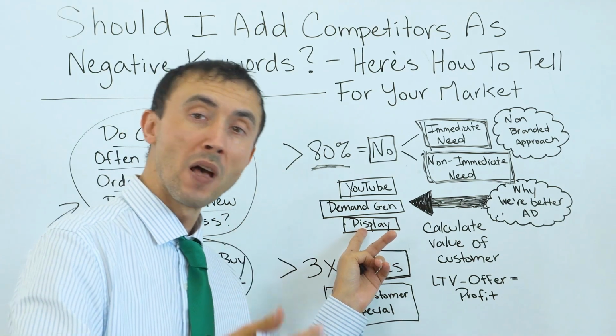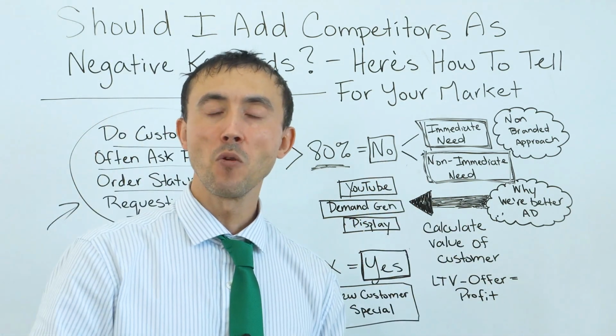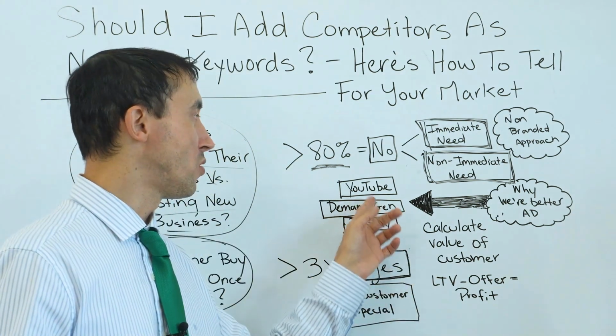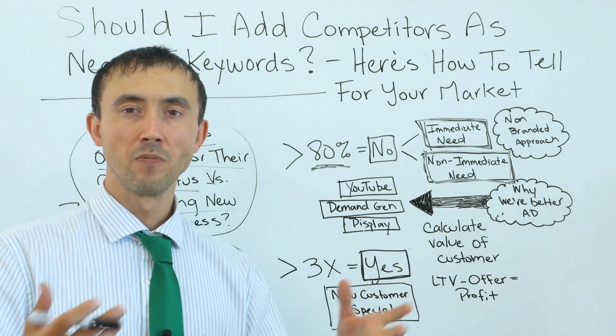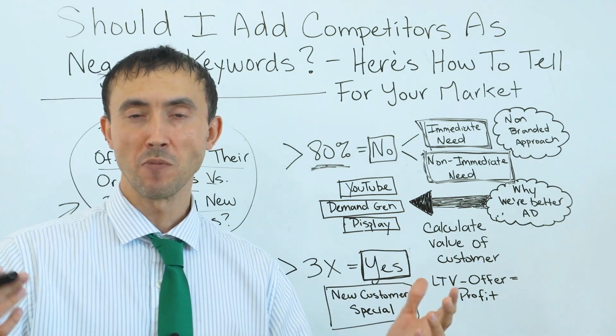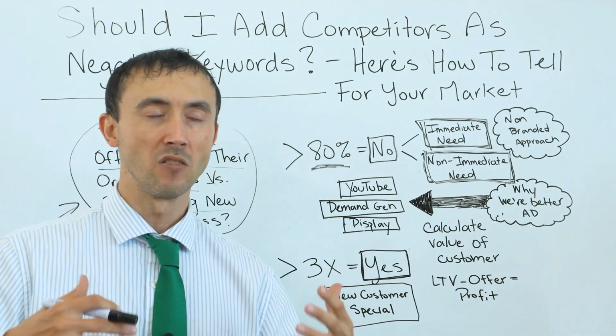You can run a Google display campaign targeting the same custom intent audiences. So you can blast them everywhere else they go online, essentially. YouTube and demand gen are, generally speaking, more successful than display campaigns, because display campaigns have a lot of bot traffic, and you've got to really know what you're doing with that. Watch my other videos.